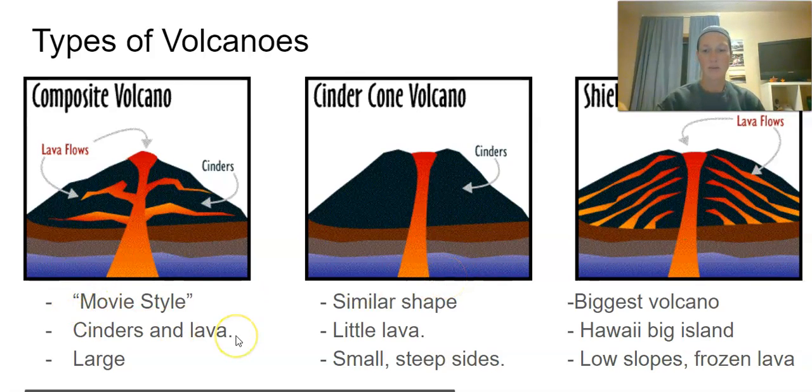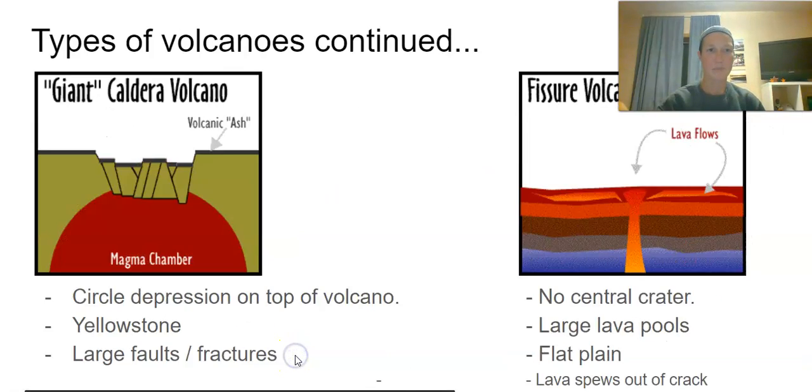Some other types of volcanoes that are a little bit different is the giant caldera volcano. The reason I like to include this one is because it doesn't really even look like a volcano. We have our magma chamber underneath, and then there's a circular depression on top of the volcano, but it's actually really flat. It's going to have large faults or fractures, cracks in the ground, and then magma can seep up those cracks and ooze out. This is what Yellowstone is sitting upon, which is kind of crazy to think about.